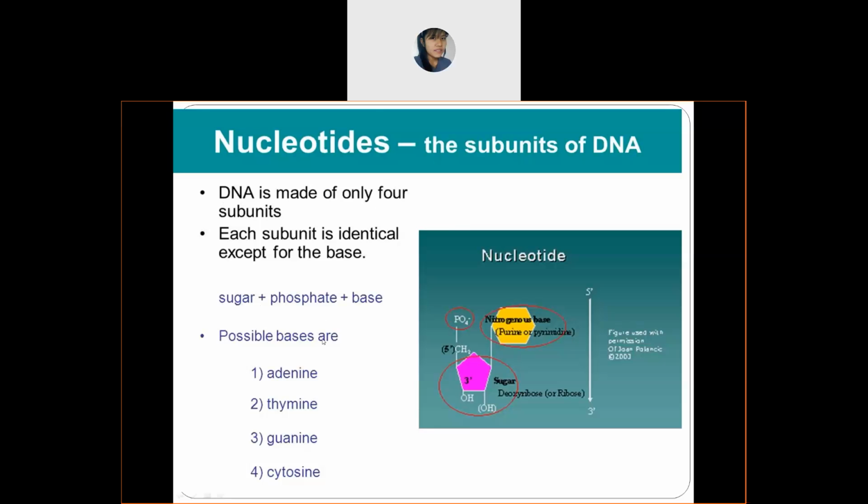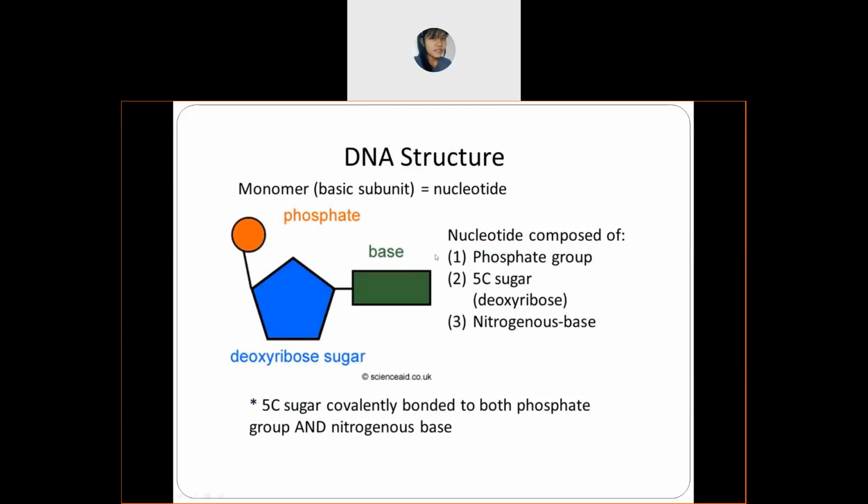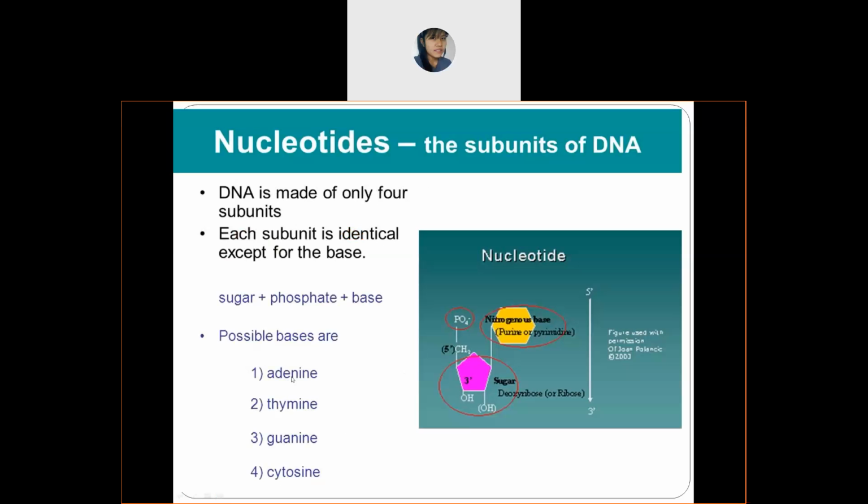And this base, the green in color, again they have adenine, thymine, guanine, and cytosine. So these are the bases. It is divided into four: adenine, thymine, guanine, cytosine. DNA is made up of 4 subunits. These are adenine, thymine, guanine, cytosine.